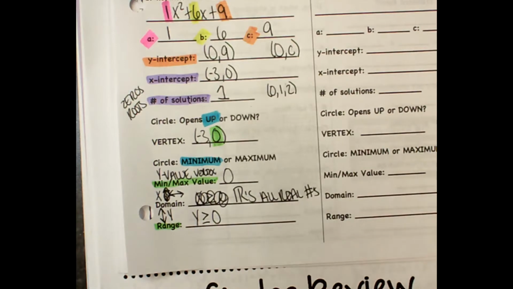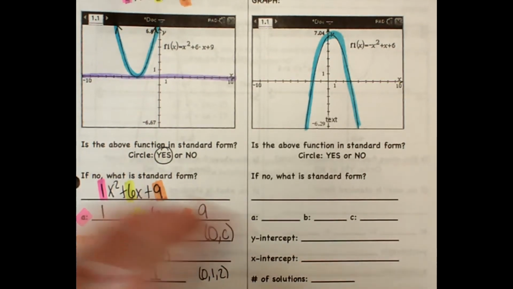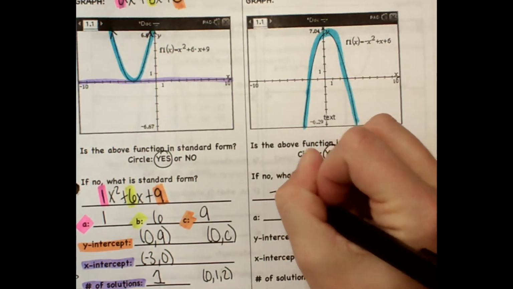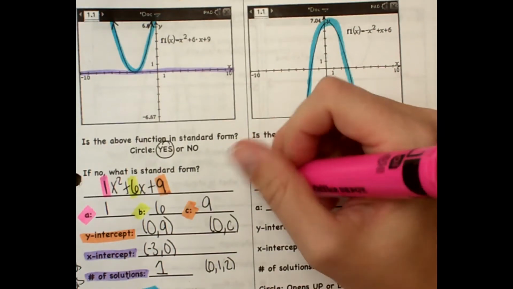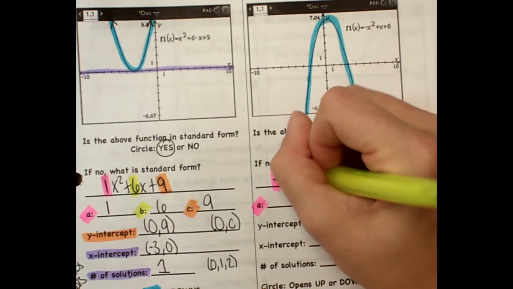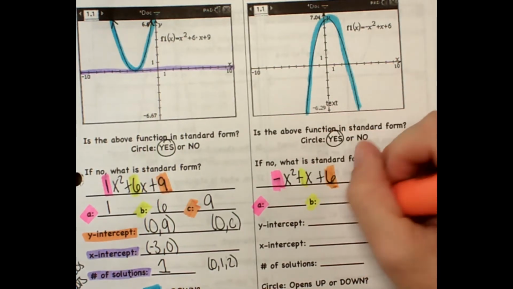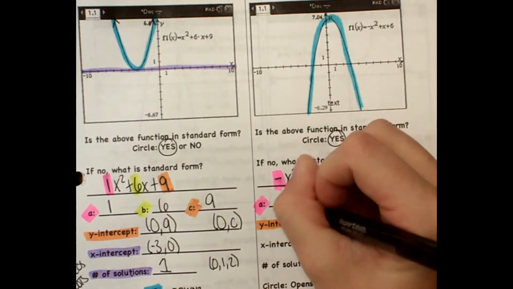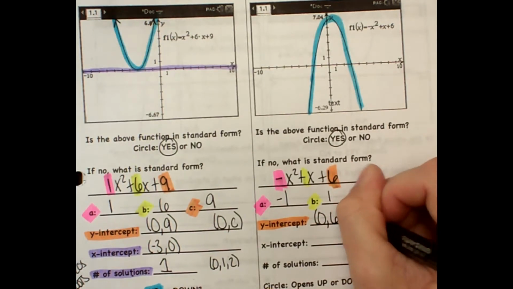All right, so we're going to go quickly through the second one. I should have given you enough time to try on your own. So is the above function in standard form? Yes, it is. And I'm going to rewrite it right here, negative x squared plus x plus 6. Then as I highlight for my values, you're just checking that you have the correct answers. If not, you need to ask questions. So my c value is also my y-intercept. So my a is -1, b is 1, c is 6, making my y-intercept (0, 6).